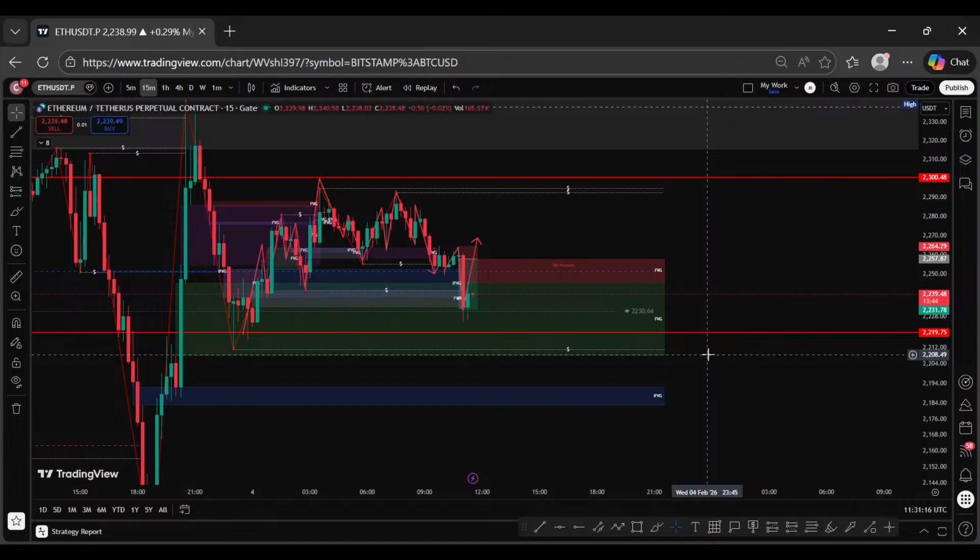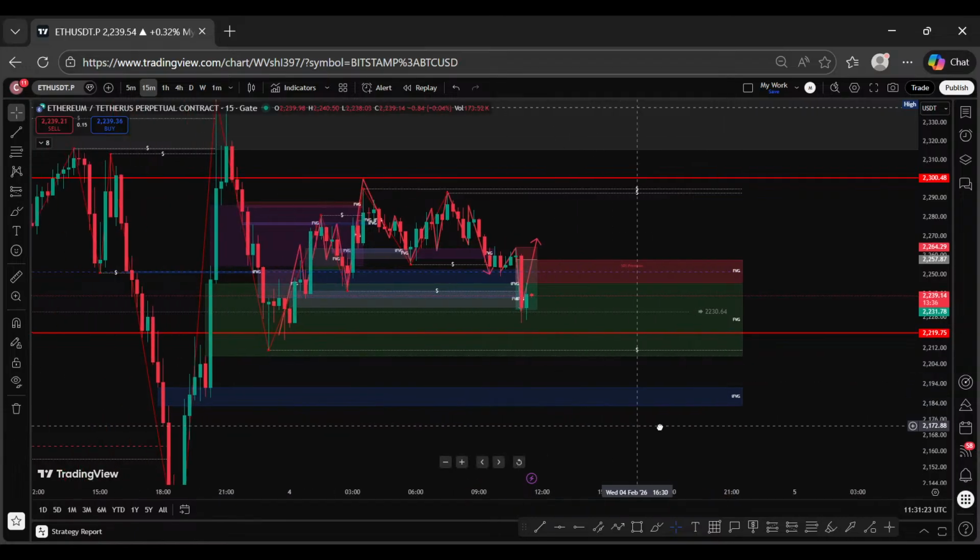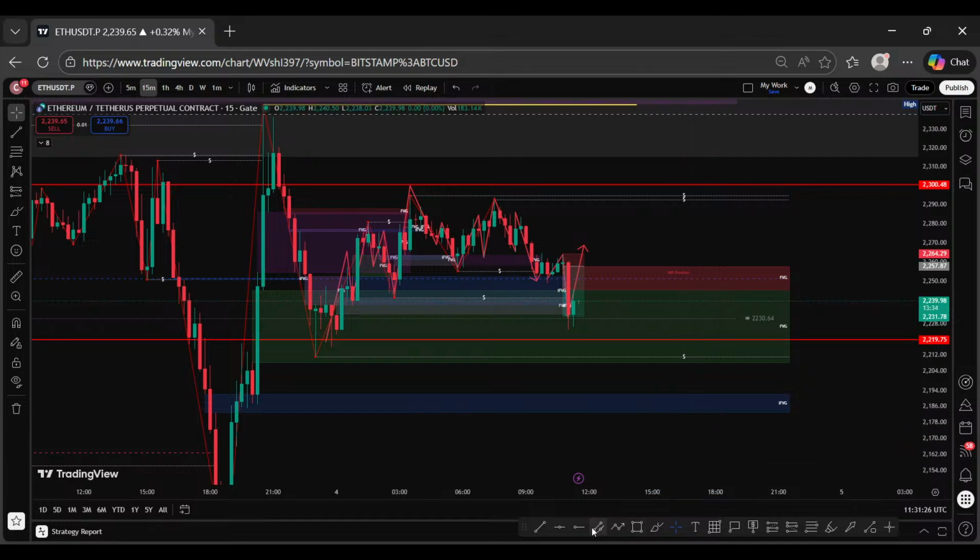The market structure of Ethereum has been forming higher highs and higher lows on the shorter time frame. So this was our higher high here, and the higher low as well. It's an uptrend, but remember that we need to watch the price action closely for any signs of reversal. Just like BTC, ETH broke structure here at this price, confirming bullish momentum. However, I would wait for the pullback to the price level before entering a long position.